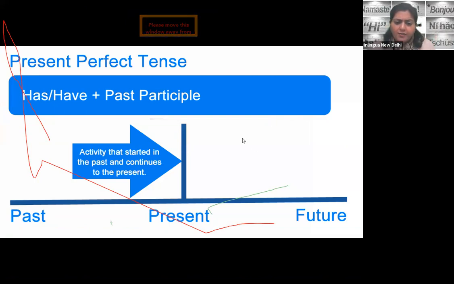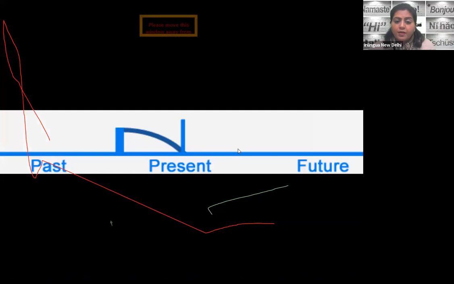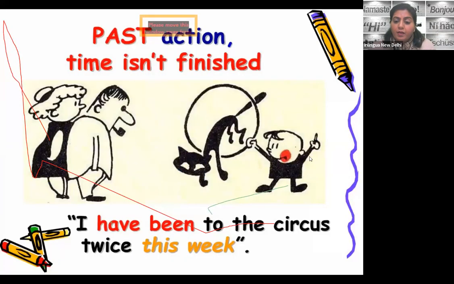Or when you do not want to share the time. Another flow chart that represents the activity that started in the past and continues to the present. All right. Now, typically these actions which are still going on, let's look at some examples. I have been to the circus twice this week, meaning you went to the circus one time, then you went to the circus another time. And this activity is not yet over. You will go to the circus more times.